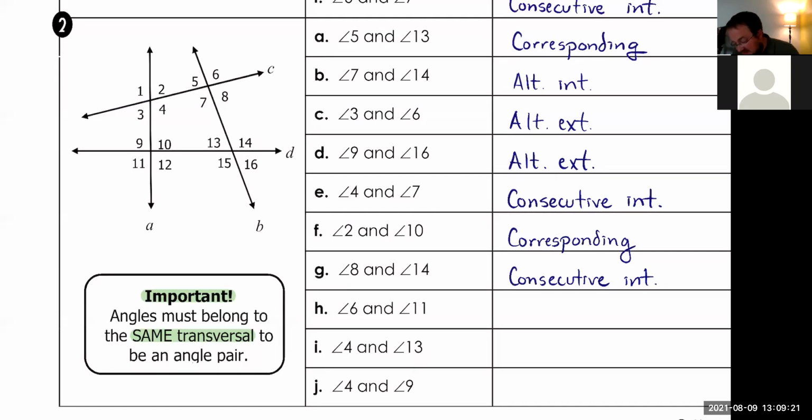Angles 6 and 11. Alternate exterior, so I would certainly agree 6 and 11 do appear to be exteriors, but let me ask you this question. What is the transversal that is tied to both of those angles?